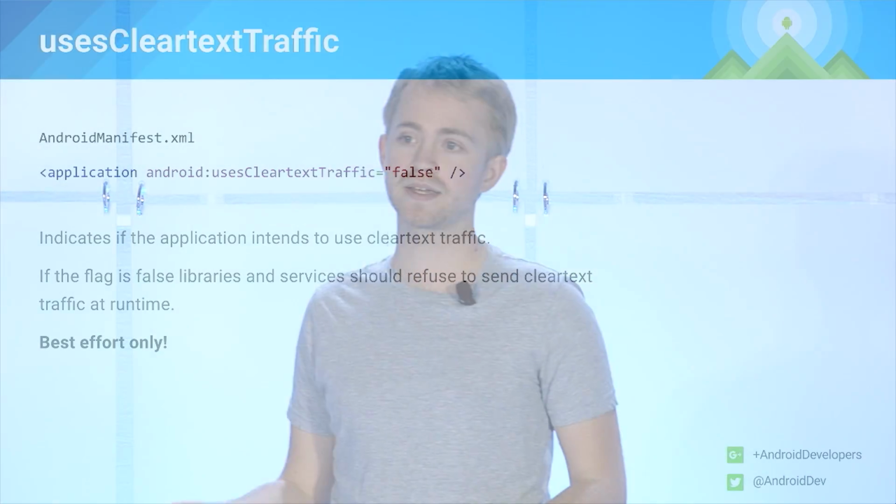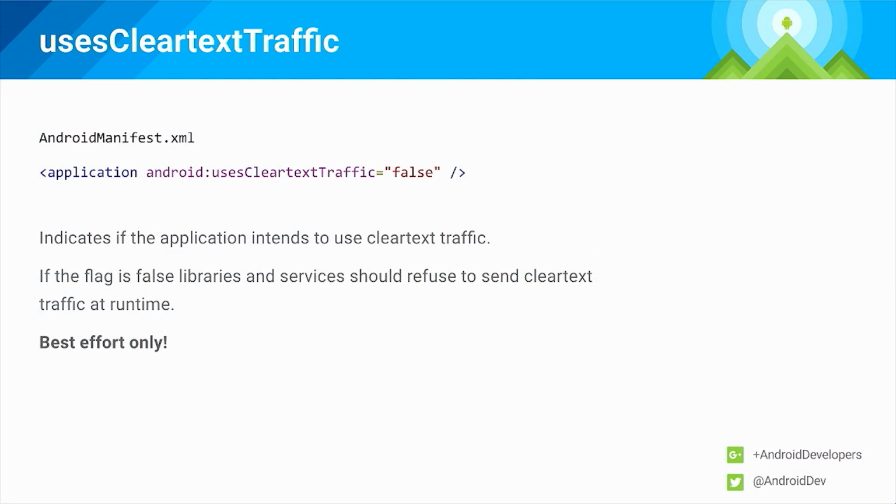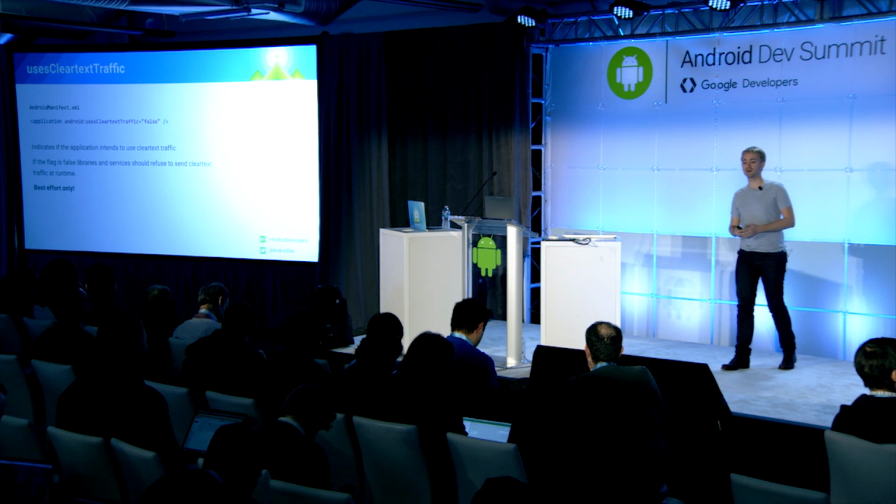So the next side of things is, OK, you've shipped your app, but how do you protect against accidental regressions, right? Like the example I had where your backend 6 months down the line starts pushing HTTP URLs instead of HTTPS. So for that, we added a manifest flag called usesCleartextTraffic. And this is for you to basically say to the system, I do not intend to do any clear text traffic. So if I do, please stop me.